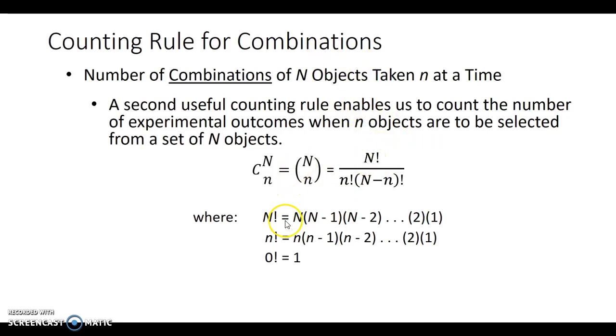So if big N was 2, I'd multiply 2 times n minus 1 times n minus 2 all the way down until I got to 1. Here, that's 2. That would be 1. This would be 0. 0 doesn't count, so we stop here. I'd multiply 2 times 1. 0 factorial, that is always equal to 1.